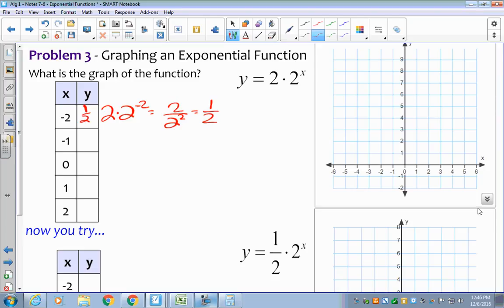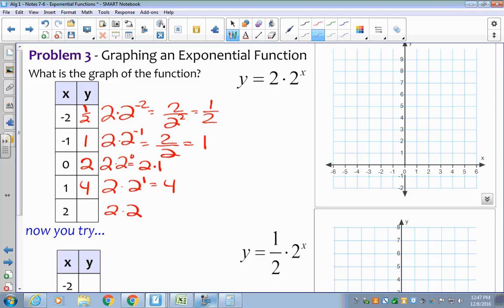Now we're going to plug in -1 for the x. Some of you guys were really having trouble doing this on your skills test. Plugging in the value given to you in the table or from the graph and plugging it into the function. So this is equal to 2 over 2. I know what that is. 1. I plug in 0. 2 to the 0 is 1. And 2 times 1 is 2. 2 times 2 to the 1, that would be 4.